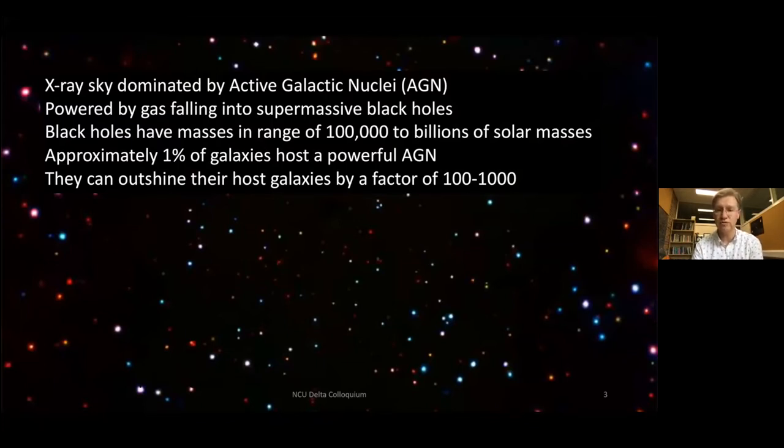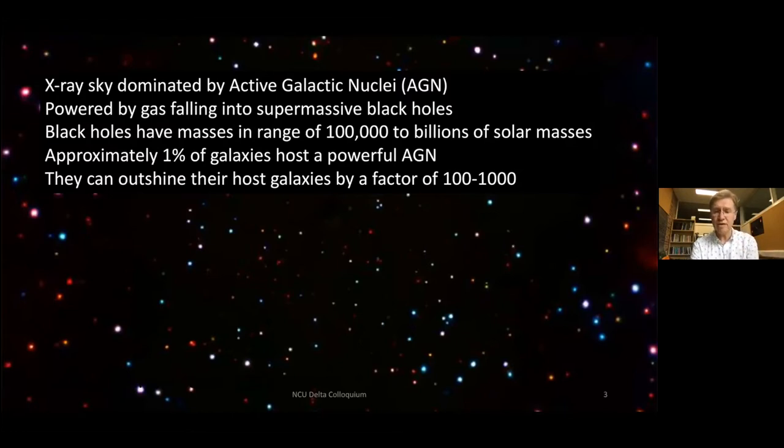So they can have a huge range of masses depending upon the galaxies they sit in. And if you count up how many AGN we see when we look out, and you count up how many galaxies we see, we find that about 1% of galaxies actually host one of these powerful AGN. And in their extreme cases, the AGN can outshine their galaxy by factors of 100 or even 1,000. In the extreme case, the energy coming out of the centers of these galaxies can be vastly more than the energy in all the stars put together.